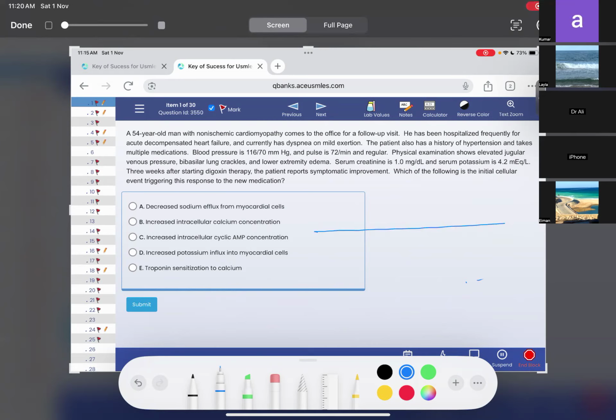Yes, I will draw it for you. This is the membrane. Normally this is sodium, with sodium outflux and potassium influx, and this is the sodium calcium exchanger. Okay, so what happens? Digoxin will come here and block it. Whenever it is blocked by digoxin, the sodium will be trapped inside.